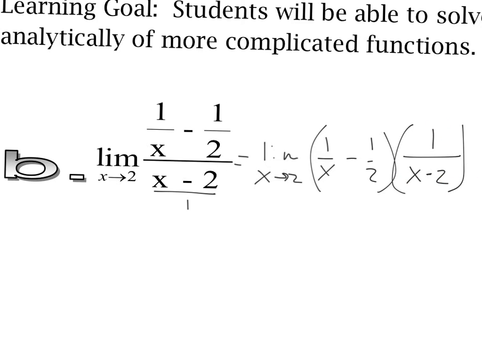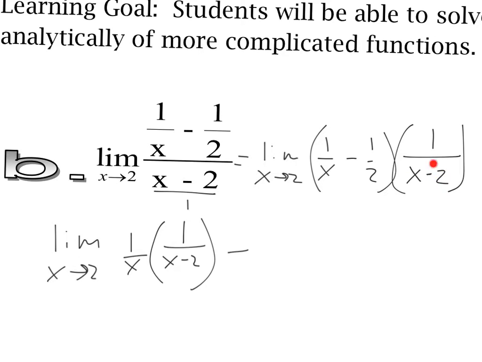So we could just use the distributive property. If you think about it, this is really the same thing as the limit as x approaches 2 of, let's first distribute this whole term to the 1 over x. Well, that would just look like this. Minus, now we can distribute this whole thing to the 1/2. That would look like this.